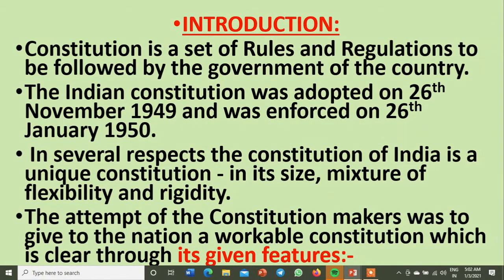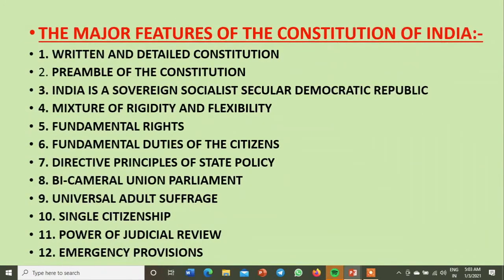The attempt of the constitution makers was to give to the nation a workable constitution, which is clear through its given features. Students, now I will discuss the features in detail. They are a total of 12 features. First is written and detailed constitution. Second, preamble of the constitution. Third, India is a sovereign, socialist, secular, democratic republic.